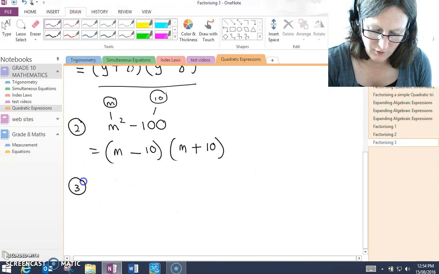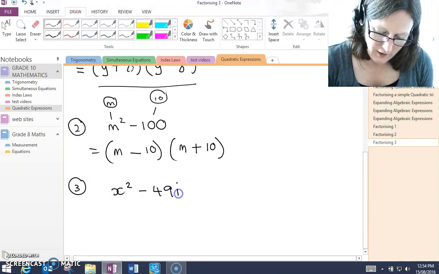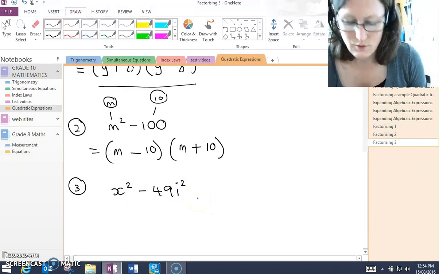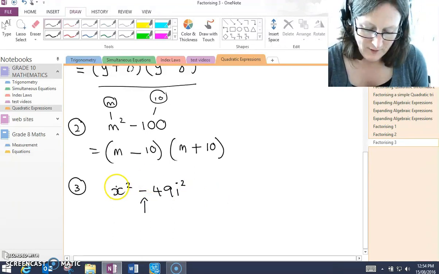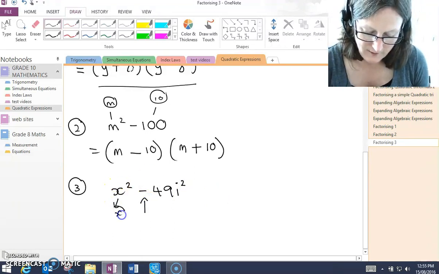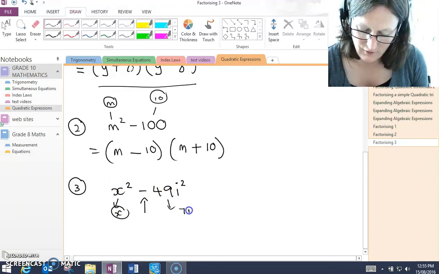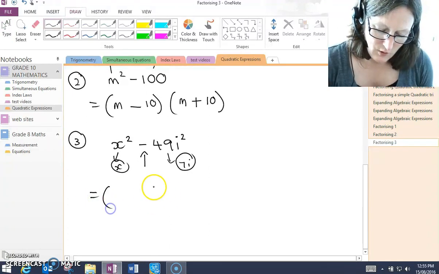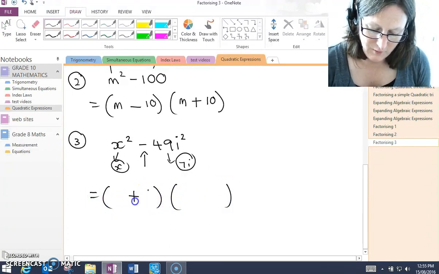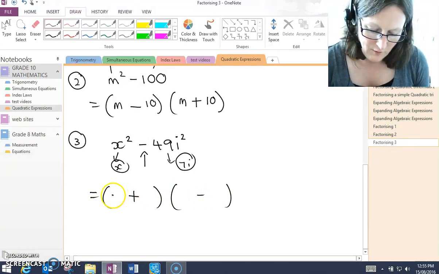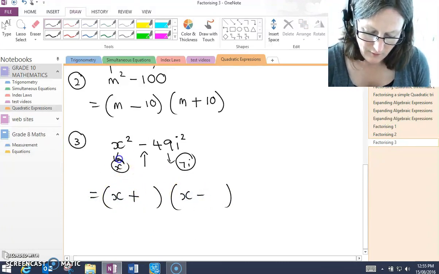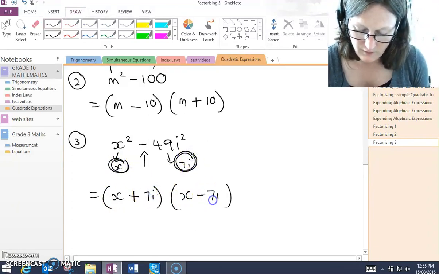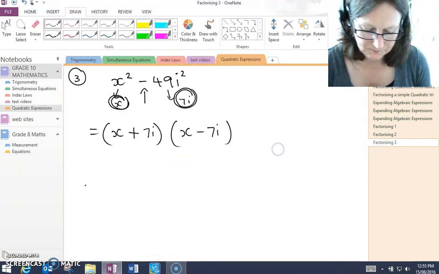Okay, a third example for you. x squared minus 49i squared. There is nothing common to both of those two terms, but this is a difference. This has a square root, x, and this has a square root, 7i. So I can factorise using the difference of two squares. Two brackets, opposite signs in the brackets, order not important. First term is the square root of the first term here. Second term is this square root. So I've just factorised that using the difference of two squares.